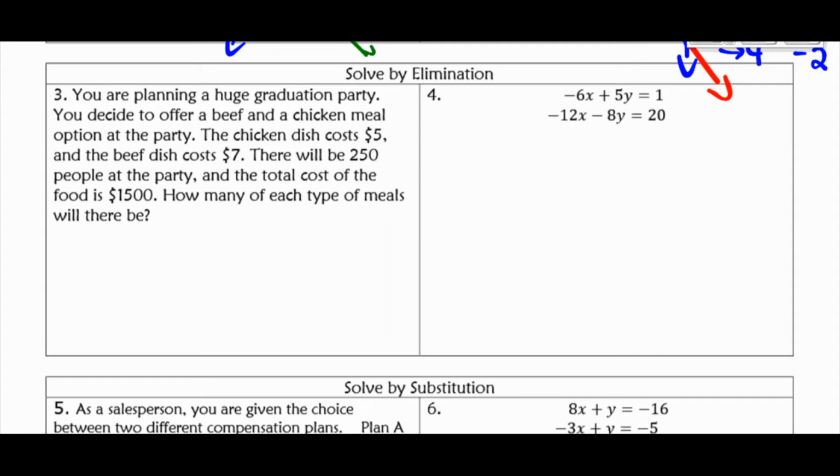You're planning a huge graduation party. You decide to offer beef and chicken meal options. The chicken dish costs $5. The beef dish costs $7. There will be 250 people altogether. We're going to assume that everybody's getting just the one meal.